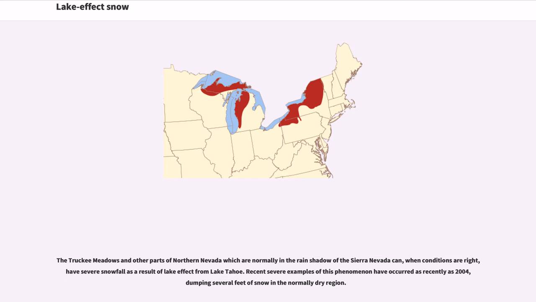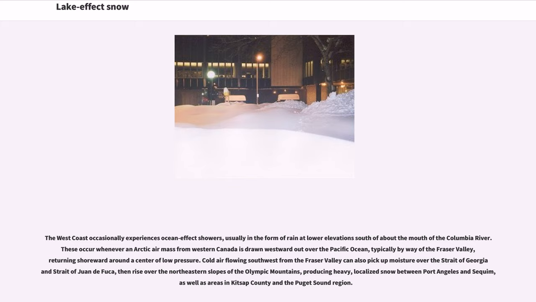The West Coast occasionally experiences ocean effect showers, usually in the form of rain at lower elevations south of about the mouth of the Columbia River. Those occur whenever an Arctic air mass from western Canada is drawn westward out over the Pacific Ocean, typically by way of the Fraser Valley, returning shoreward around a center of low pressure. Cold air flowing southwest from the Fraser Valley can also pick up moisture over the Strait of Georgia and Strait of Juan de Fuca, then rise over the northeastern slopes of the Olympic Mountains, producing heavy, localized snow between Port Angeles and Sequim, as well as areas in Kitsap County and the Puget Sound region.